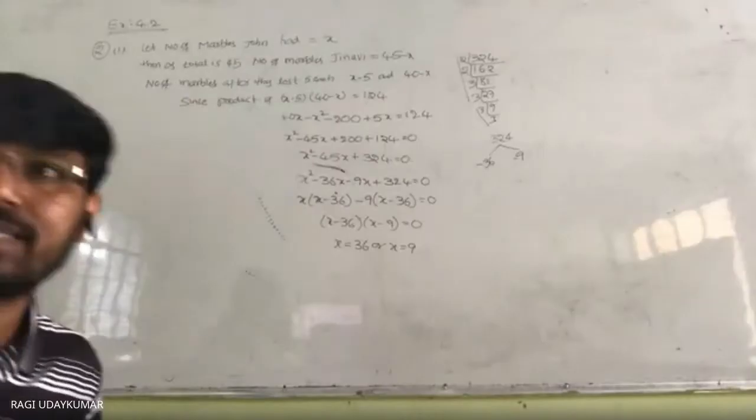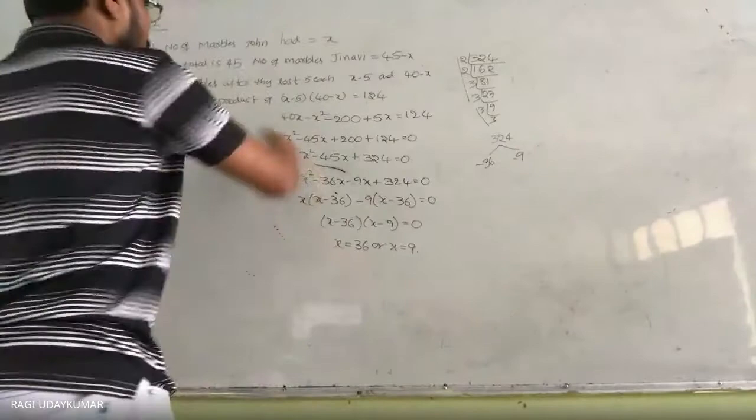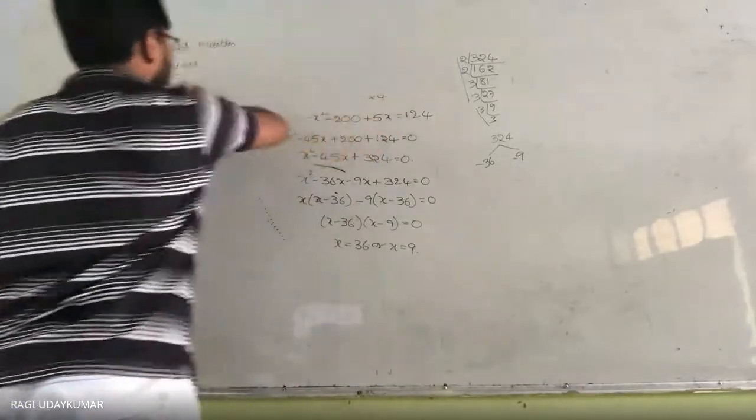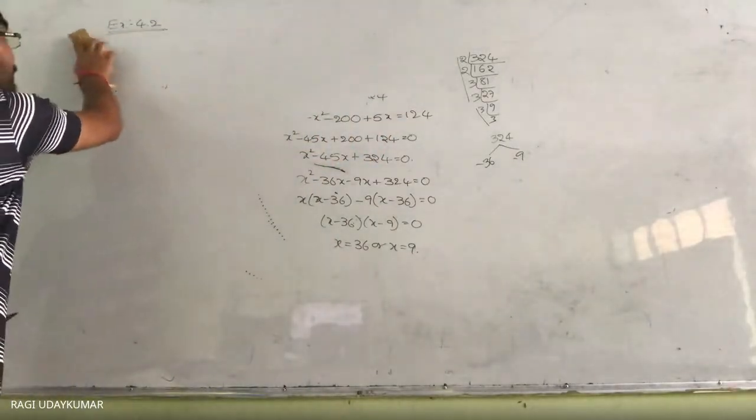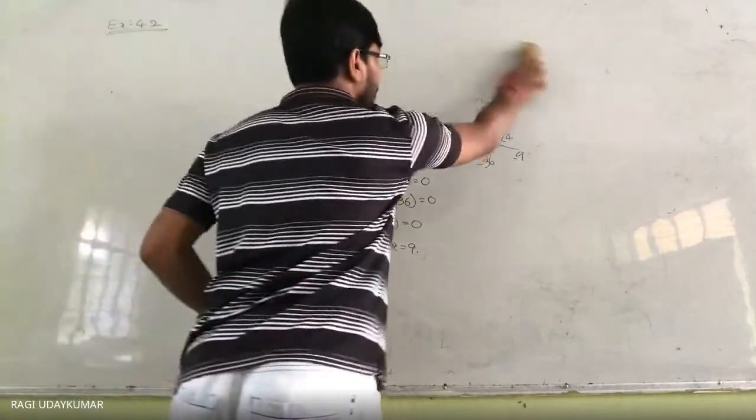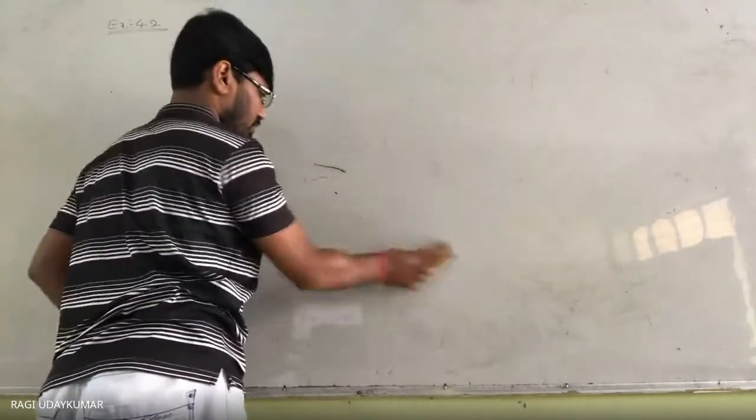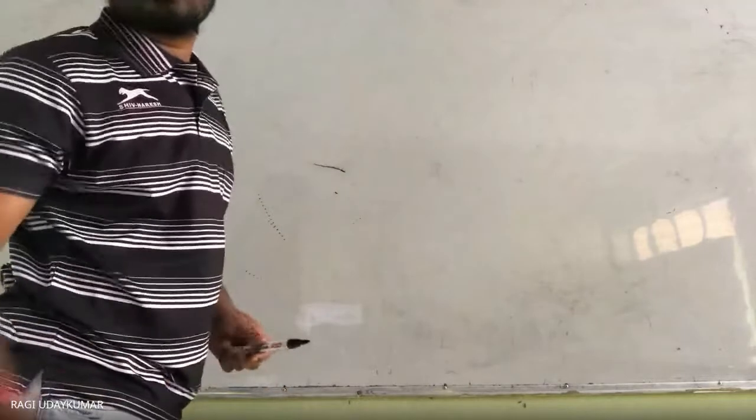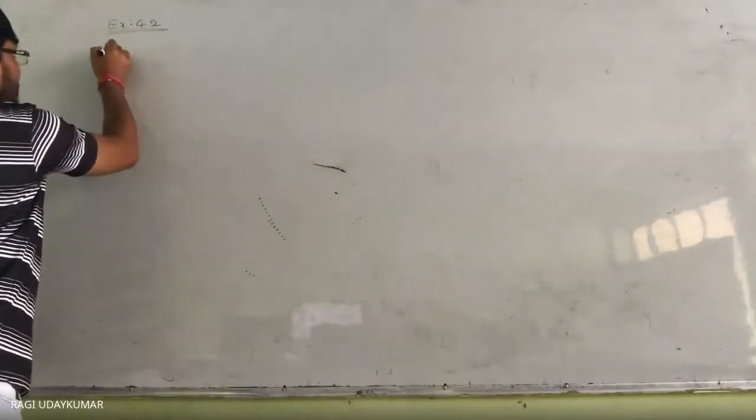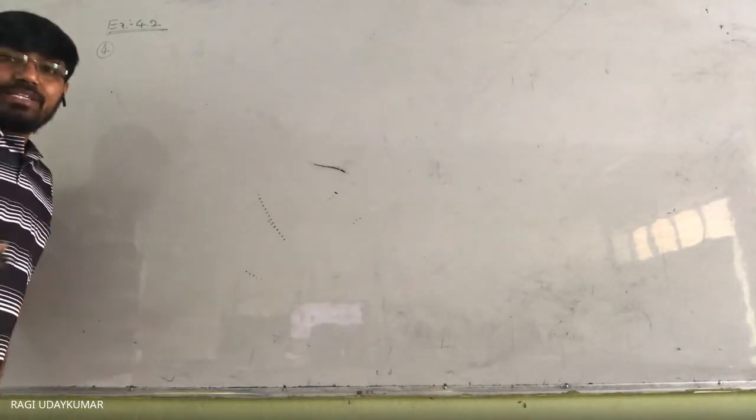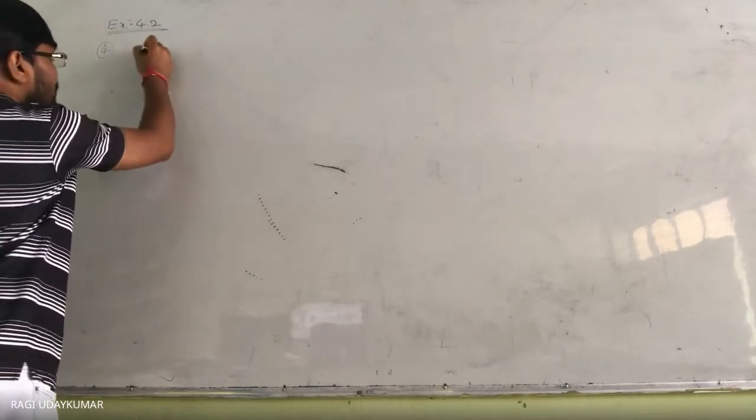So let us see this question now. In this fourth question, two consecutive positive integers. Sir, the board is completely blurred, nothing is visible.